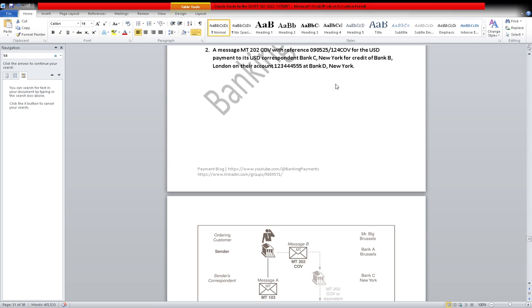The MT202 announcement will be exchanged between the debtor bank and the creditor bank, that is, the sender bank and the receiver bank. They have debtor and creditor, which are the new wordings in ISO 20022. Okay, and the rest remains the same.